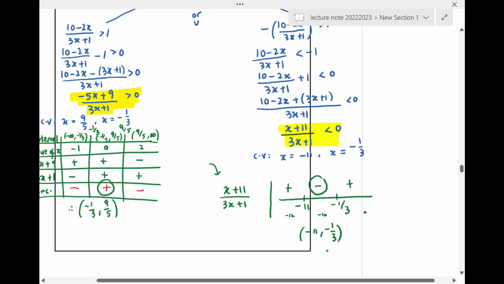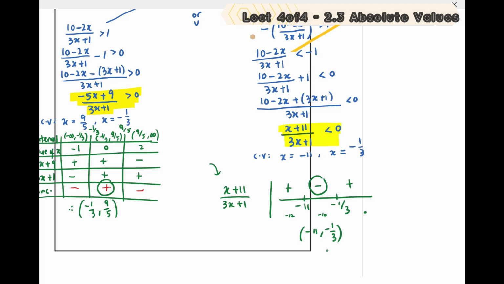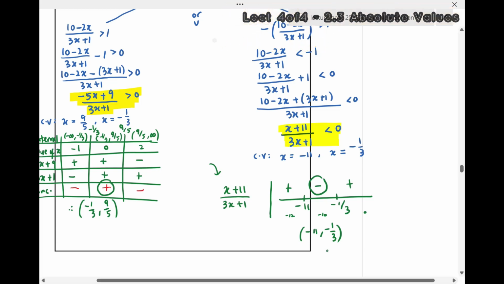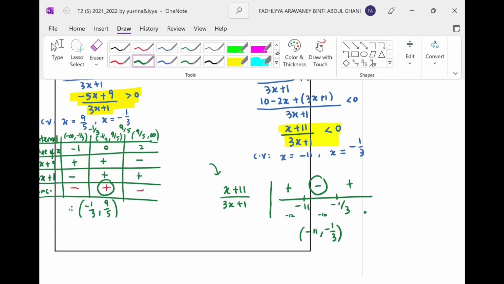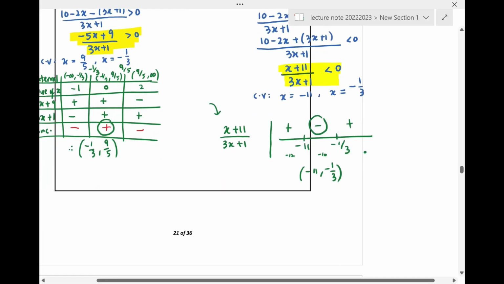Remember, this is not the final answer. We have two answers here. We need to combine them. Okay? Remember, we always need to combine both answers. Okay, so now to combine these two answers, we need our number line. We go back to blue. Okay, so we combine these two answers.